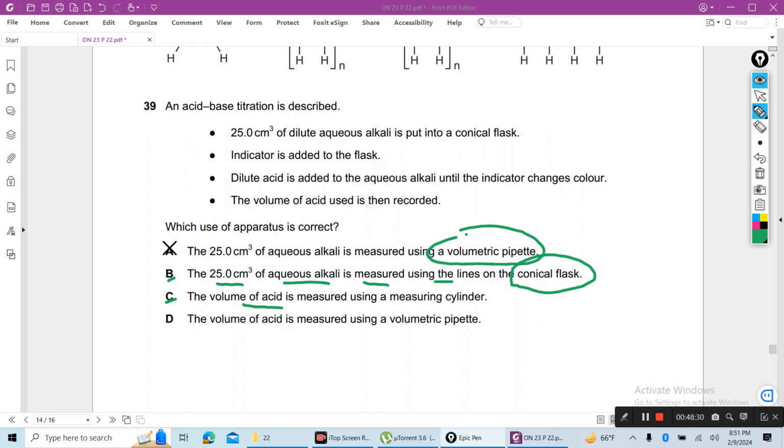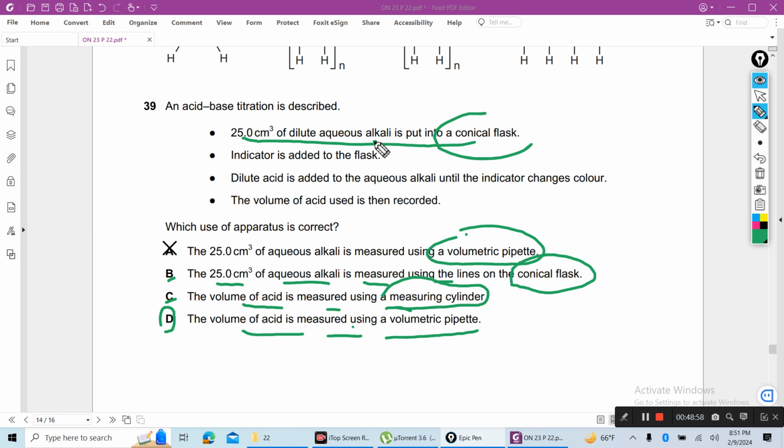C, the volume of acid is measured using a measuring cylinder. A measuring cylinder is not accurate for volume, so it is not used to measure any exact volume. The volume of acid is measured using a volumetric pipette? No, this 25 is the alkali taken in the conical flask, so the acid will be taken into a burette, not a volumetric pipette.